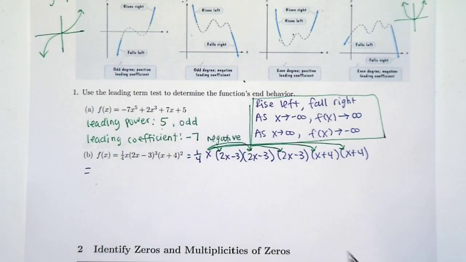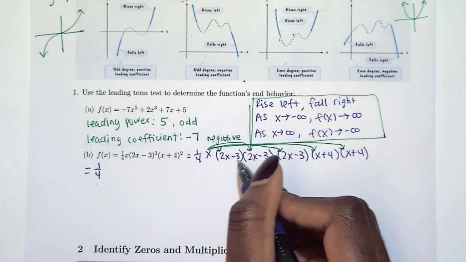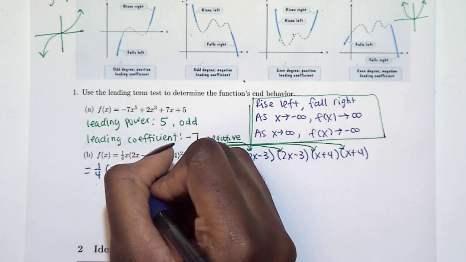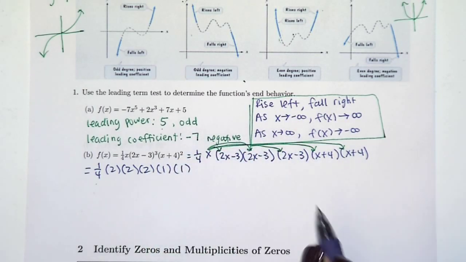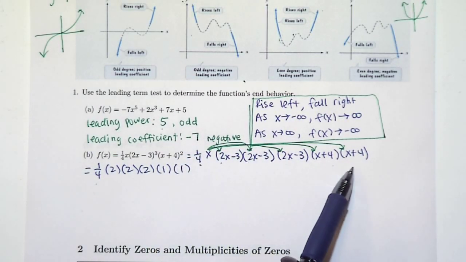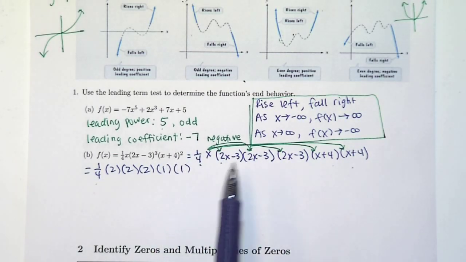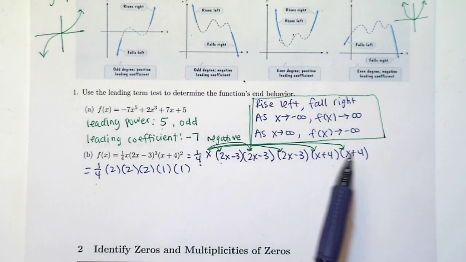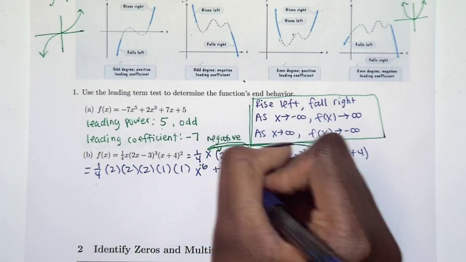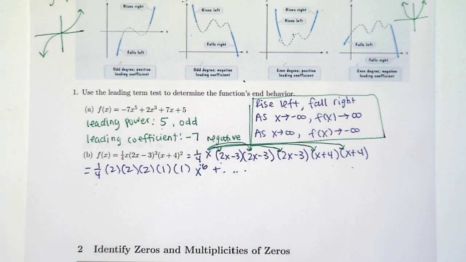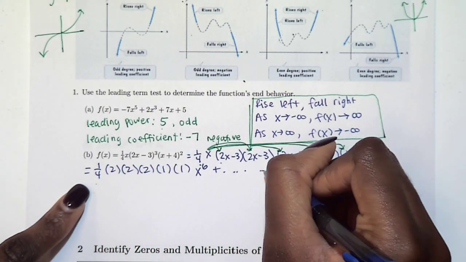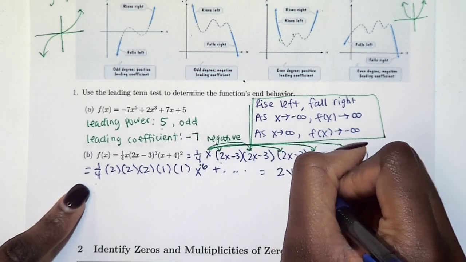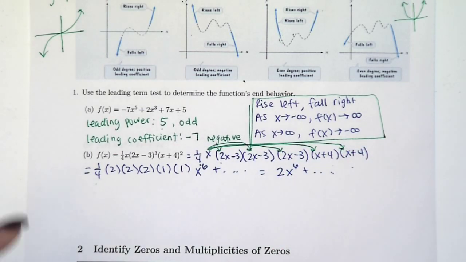Let's start with the coefficients: 1/4 times 2 times 2 times 2 times 1 times 1. That's all of the coefficients of these x's we're multiplying. And then let's see how many x's we have: 1, 2, 3, 4, 5, 6. x to the 6th plus more, but we only care about the first term. So when we multiply this out, we should get 2x to the 6th plus the rest.